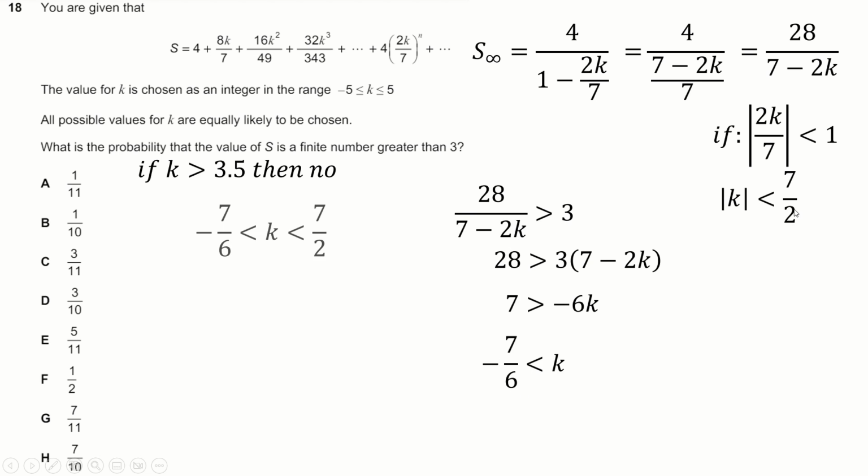And okay, k also has to be an integer, so it has to be minus 1, 0, 1, 2, or 3. This is completely pointless. I only wrote this earlier when I didn't notice that k had to be an integer. Just ignore that. So, okay, well, that's 1, 2, 3, 4, 5 out of 11 possible integers it could take. So that's 5 out of 11 is our answer.